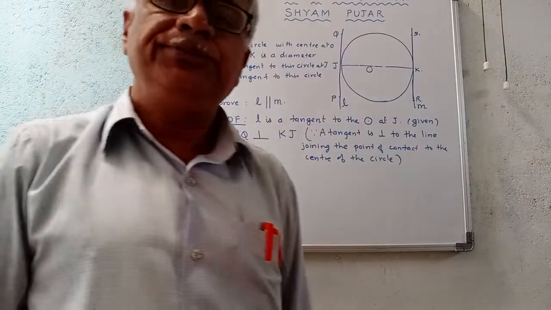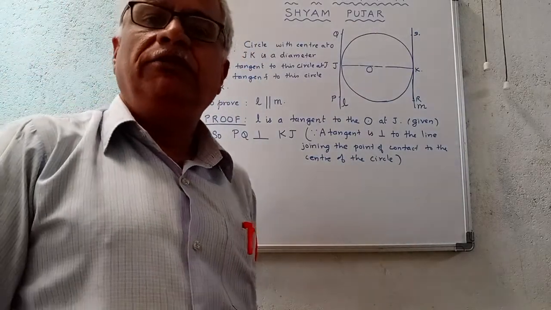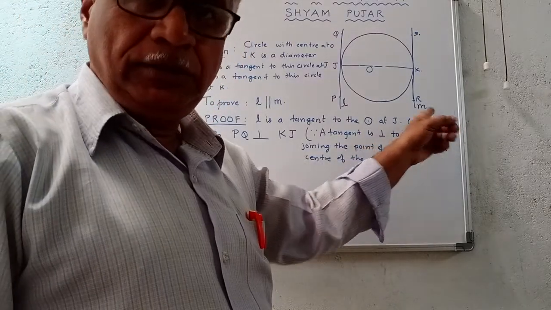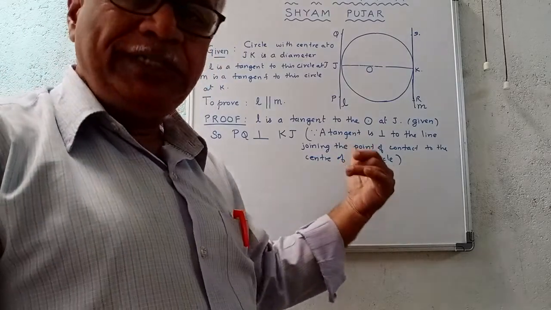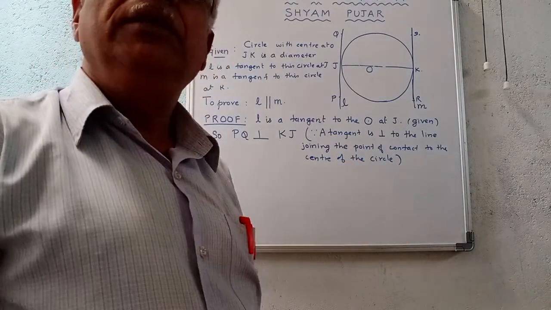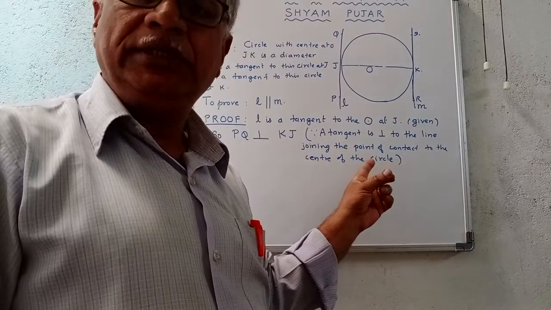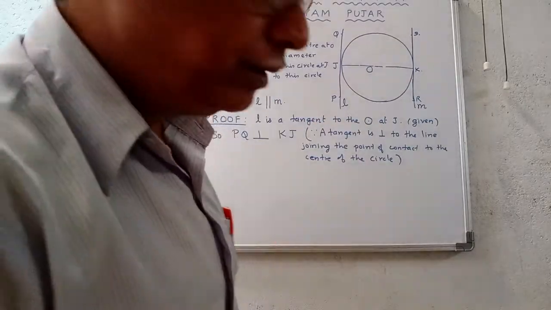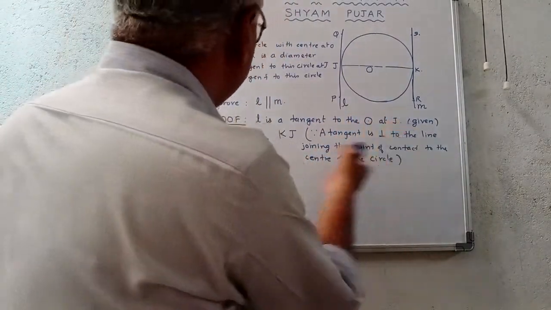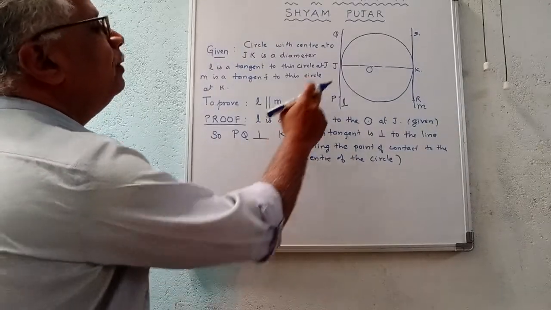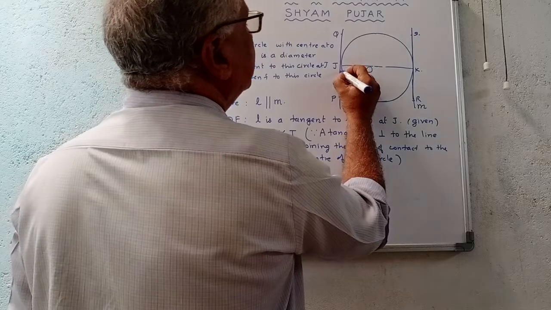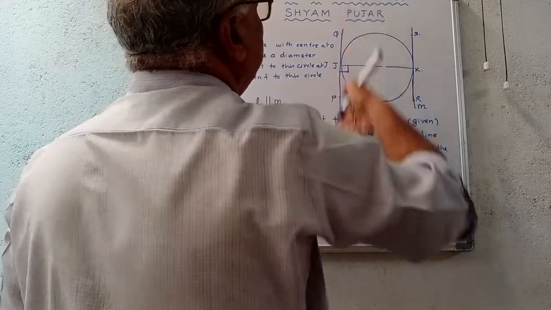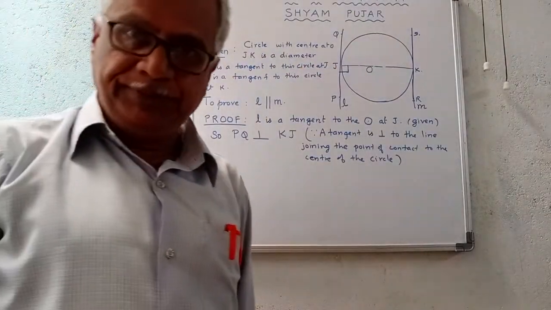This reason is very important. Always please provide the reason whenever you start a proof. Either it should be given in the problem, or for every statement that comes from your side, you have to give a backing statement, something to support your argument. So this is the theorem I am quoting to support my statement: PQ is perpendicular to JK. So let me draw this symbol here, which indicates that PQ is perpendicular to JK.